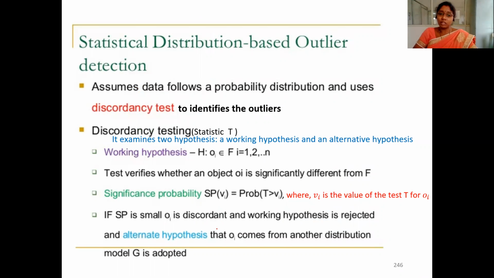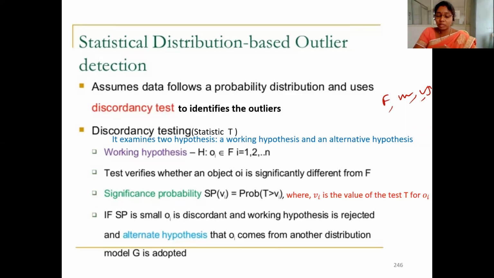Here it assumes that the data follows a probability distribution. So it assumes that initially each data should follow some kind of probability distribution F, and each data has some mean, some variance, some standard deviation. So before proceeding with this approach, you need to know about all these things. You need to know the distribution of the data and the other parameters, like the mean, variance, and standard deviation of the data. And here it uses some discordancy test to identify the outlier.